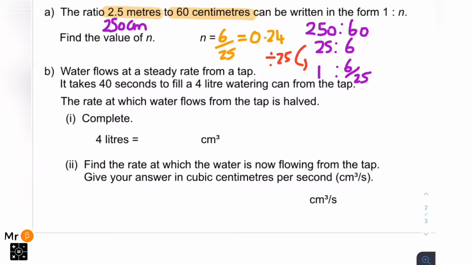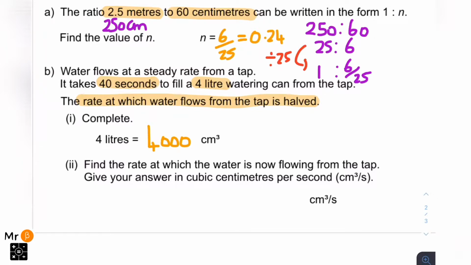Part B tells you that we've got water flowing at a steady rate. It takes 40 seconds to fill a 4 litre watering can. So the rate at which the water flows from the tap is halved. So to begin with, it wants to know how many centimetres cubed is 4 litres. Well, we know 1,000 centimetres cubed is a litre, so therefore this must be 4,000. Find the rate at which the water is now flowing from the tap.